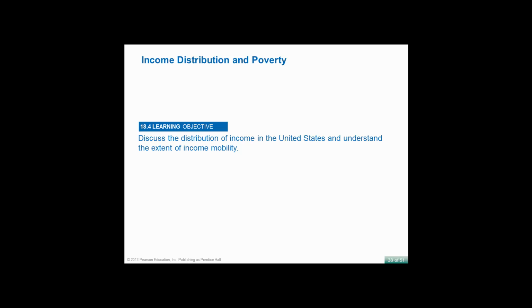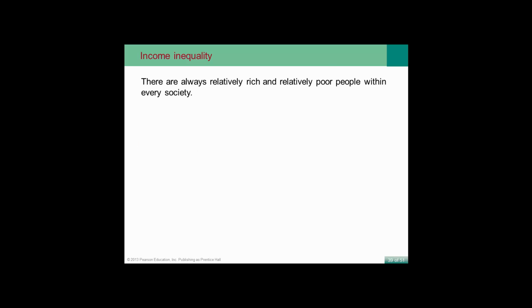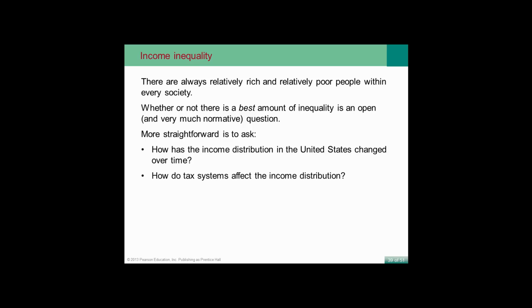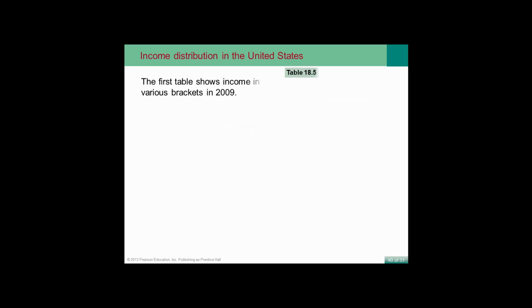And finally, we're going to talk about income distribution and poverty. There are always relatively rich and relatively poor people within every society. Whether or not there is a best amount of inequality is an open and very much normative question. More straightforward to ask is, how has the income distribution in the United States changed over time? How do tax systems affect income distribution? And how does income distribution in the United States compare with other countries?